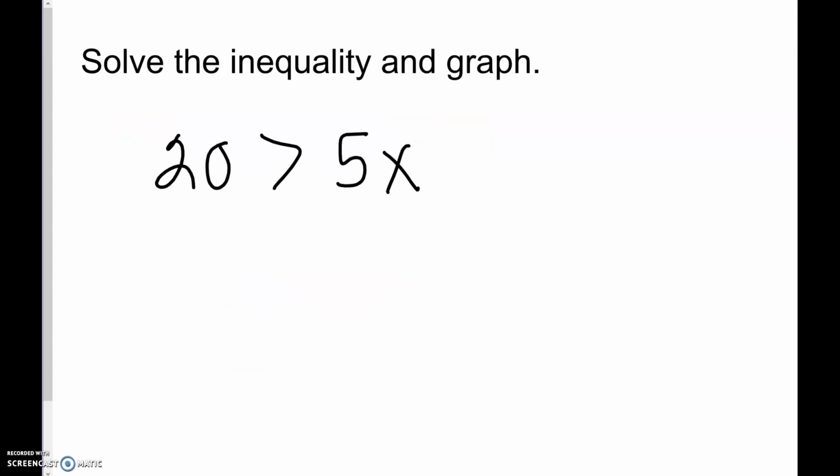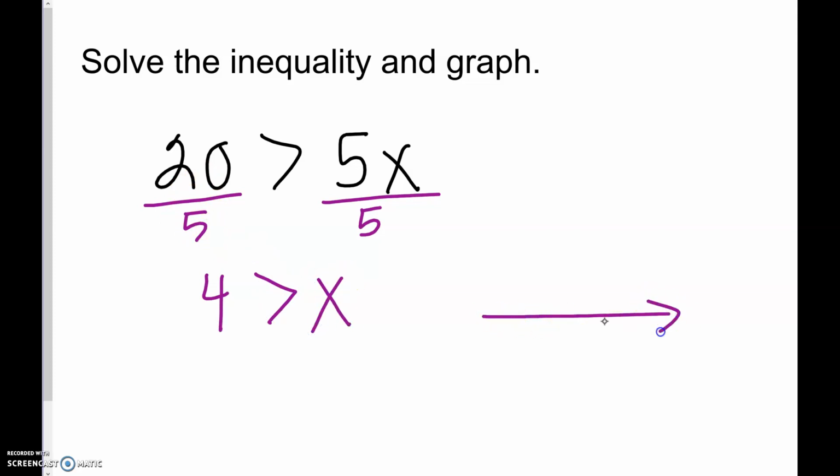All right, this time they switched it up and put the letter on the right-hand side, so we have to make sure we pay attention to that. This says 5 times x. The opposite of times is divide. So we're going to divide both sides by 5. We divided by a positive number, so I'm going to leave the symbol the same.